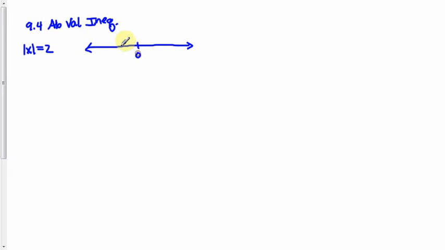So here's 0, here's negative 2, and here's positive 2. And it would just be a closed dot on 2 and negative 2. Does everybody agree with that? Those are the only two numbers that work. Okay, if I said the absolute value of x is less than 2, okay, sometimes setting up the case is really helpful.